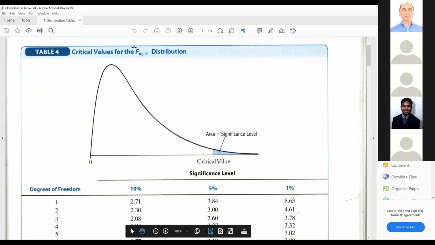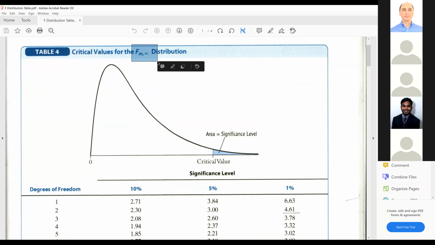You see here F M infinity, that stands for the situation when the denominator degrees of freedom is greater than 120. So in our case, that's the case, so we will be using this first page of this table.